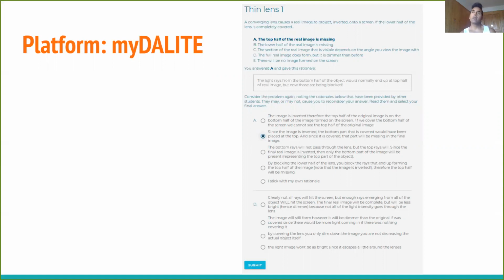And the platform benefits from this vote data in that it can be used to curate what good explanations are for future students.